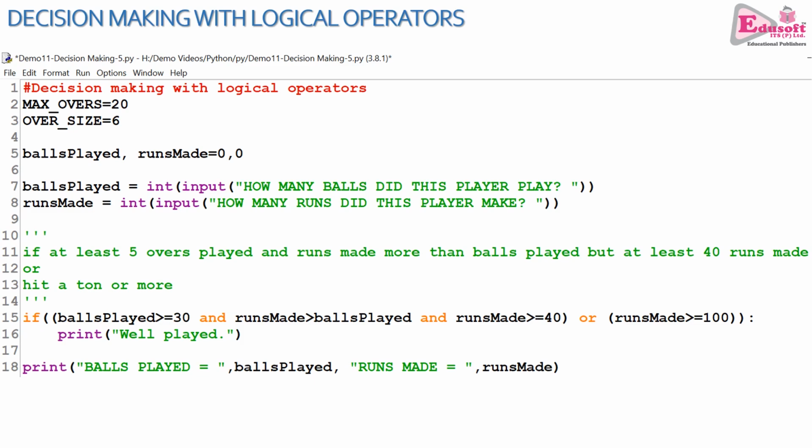Here what we are checking is that we display well played if the player has played at least 5 overs, that is 30 balls, and made runs which are more than the number of balls, that is more than 30, but he should at least have made 40 runs. So see the comment in line 11: at least 5 overs played and runs made more than the balls played, but at least 40 runs should be made, then the well played message will be displayed.